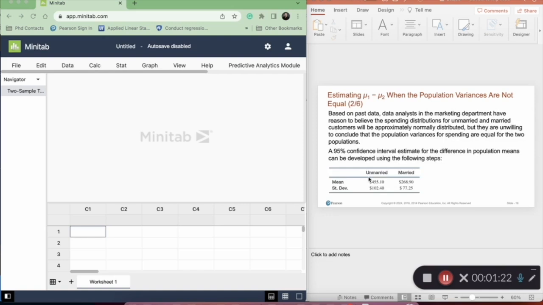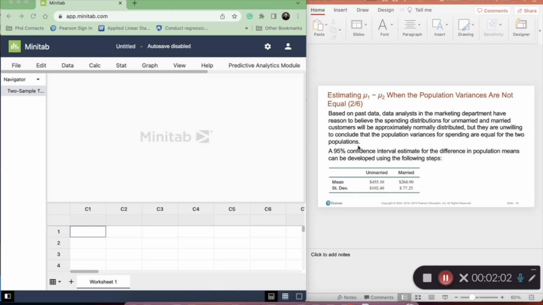Based on the past data, analysts in the marketing department have reason to believe the spending distribution for unmerit and merit customers will be approximately normally distributed. Listen, the first assumption has been met in the question. Both populations have a normally distributed curve, but they are unwilling to conclude that the population variances for spending are equal for the two populations. So the variances are not equal now.